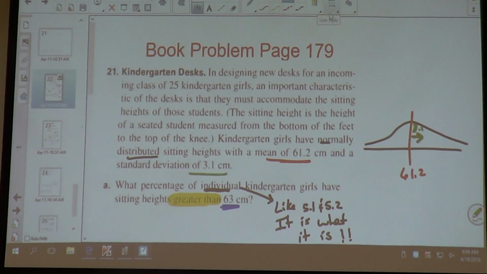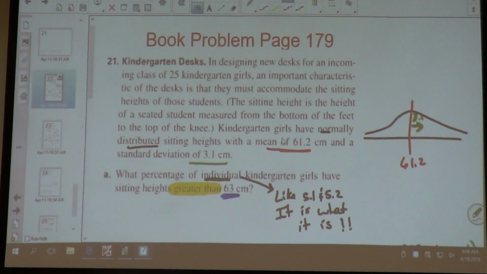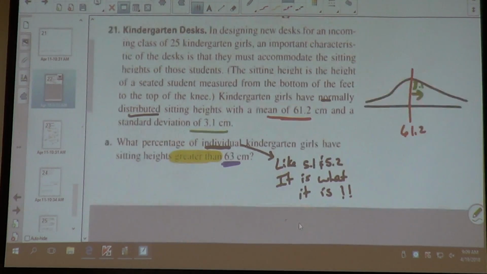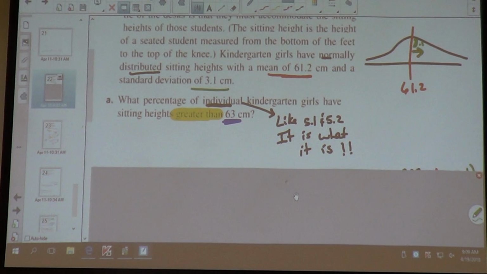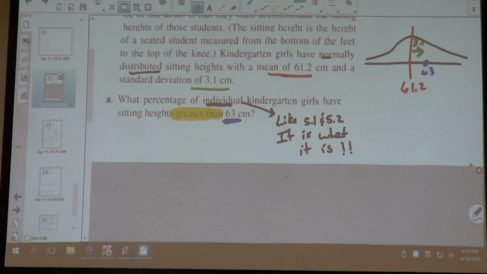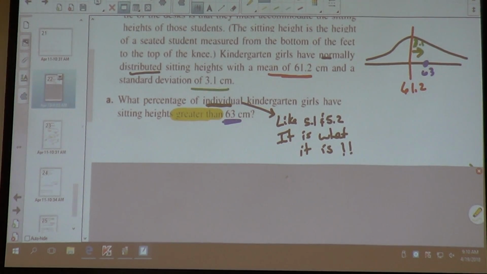Now, what percent of individual kindergartner girls have sitting heights greater than 63? Now, this is individual data. This is like what we have been doing for the last 2 class periods. So we have 63, which is to the right because it's bigger, and we want greater than, so we're going to go this way.